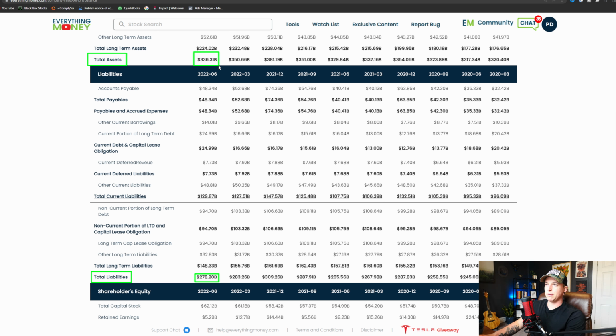What would be very bad, and something I wouldn't invest in, is if Apple had $278 billion in total liabilities but only $100 billion in total assets. Now, yes, you could say most of these liabilities are long-term liabilities: of the 278, 148 billion is long-term liabilities, which is not as bad. But if they had even half of that in short-term, it would be very worrisome to me.